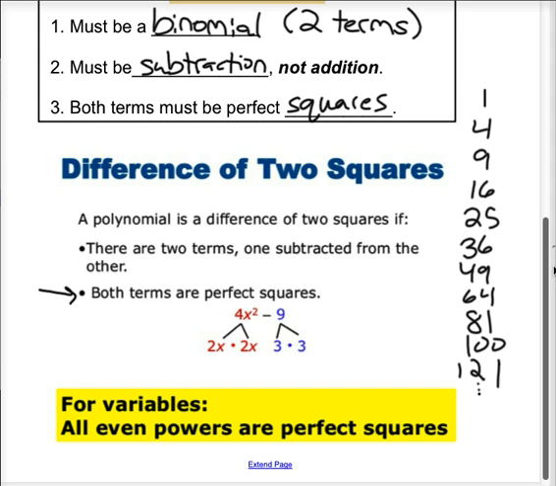Now, for variables, focus on here for a moment. For variables, any even power on a variable makes that variable a perfect square. So, for example, you look at this 4x squared. 4 is on our list, and the variable has an even power, so that makes it a perfect square. That gives it the ability to break down into 2x times 2x. And then minus 9, 9 is also on our list, which is 3 times 3.